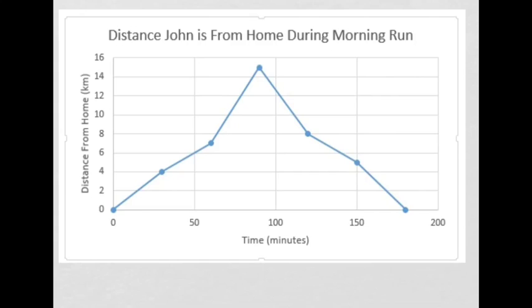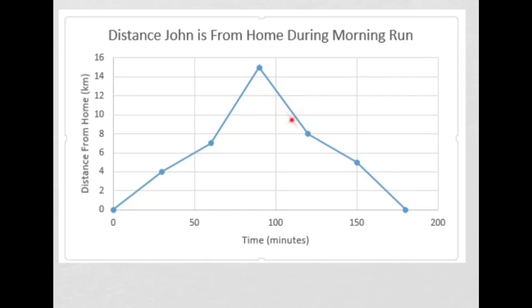This time we have a different graph going on. What is the relation being shown in this graph? How far John is away from home and how long he's been running for. So he goes for maybe a 3-hour run. That's a long run. The first 30 minutes, he's gone 4 kilometers. The first hour, he's gone about 7. The first hour and a half, he makes his maximum distance, which is about how far? 15 kilometers.